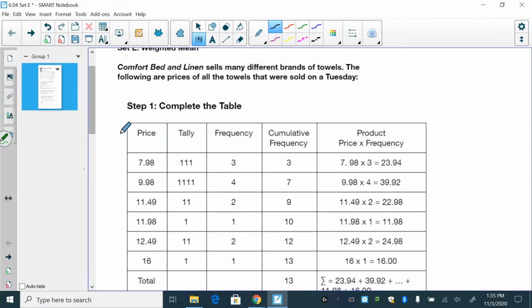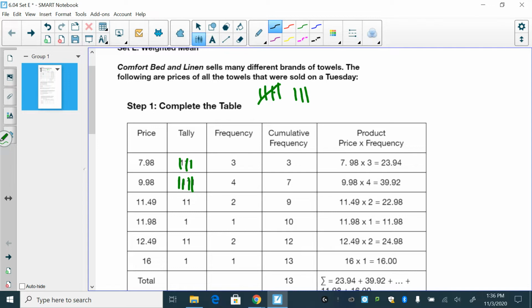So for this first section, we've got three that are being sold for 7.98, four for 9.98. Now these are not ones, these are little tally ticks, so I'm going to change it a little bit so it doesn't look like that. If you were doing this out in the field, you would just go around the store and go tick, tick, tick. Usually if you have a group of five, you go one, two, three, four, and you cross it like that for five, and then six, seven, eight, and you'd keep doing that.